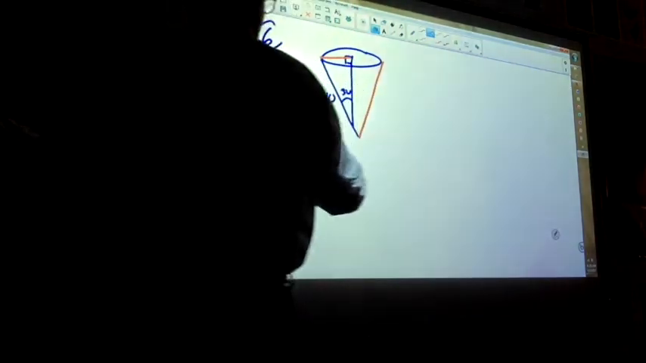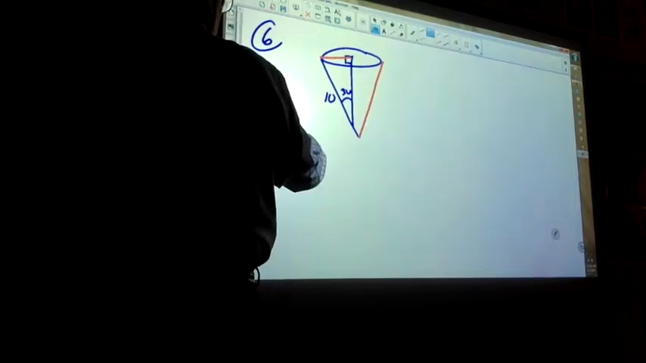Find the lateral area and the total area. Okay. So they have this. There's a 90 angle there. This is 10. This is 30 degrees. So you have this right triangle inside. Let me pull that right triangle out.